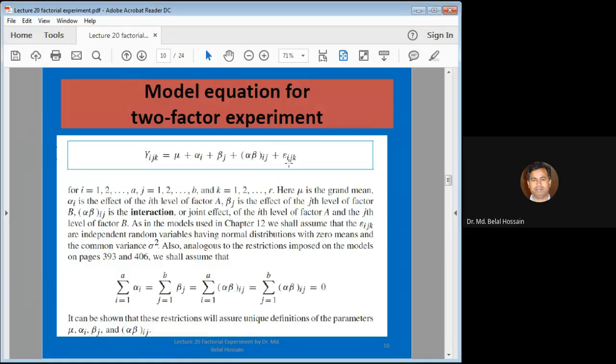This Eijk is the independent random variables, that is error term, which has normal distributions with 0 mean and common variance sigma square, also analogous to the restrictions imposed on the previous ANOVA model and so on, that all the summation of alpha i over i and beta j over j, alpha beta ij over i and j are equal to 0 based on the restrictions and the assumptions we have.